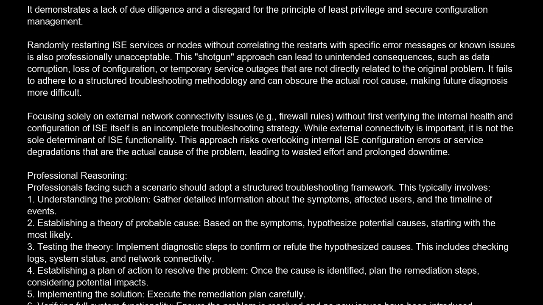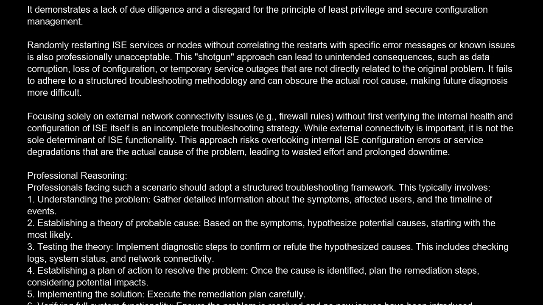Professional reasoning. Professionals facing such a scenario should adopt a structured troubleshooting framework. This typically involves: 1. Understanding the problem. Gather detailed information about the symptoms, affected users, and the timeline of events. 2. Establishing a theory of probable cause. Based on the symptoms, hypothesize potential causes, starting with the most likely. 3. Testing the theory. Implement diagnostic steps to confirm or refute the hypothesized causes. This includes checking logs, system status, and network connectivity.